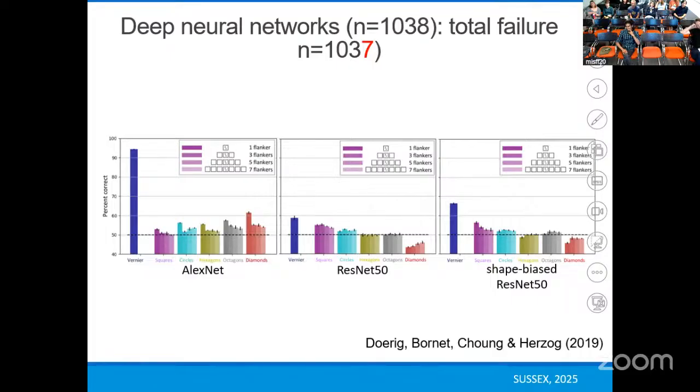We tested 1,038 deep networks, and a classic one is AlexNet, and you can see its percent correct. Yes, it's trained on Vernier, it does well with Vernier, and it also shows the crowding effect. But if you add more and more squares, you don't get any improvement at all. You would expect some kind of super crowding. And that's true for almost all of the other networks too, even recurrent ones and so on. So as I said, we tested 1,038 and they all failed.